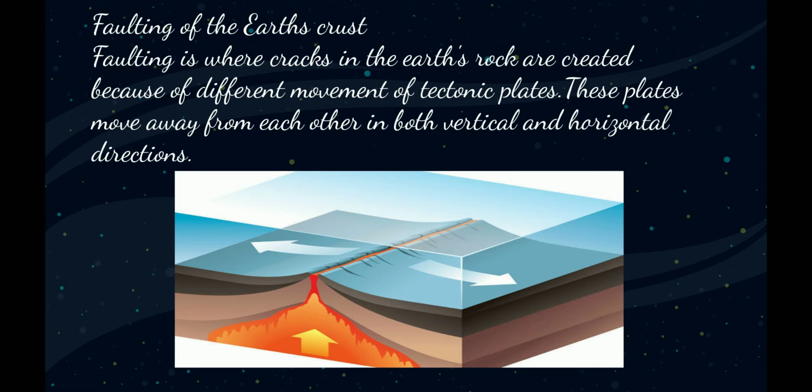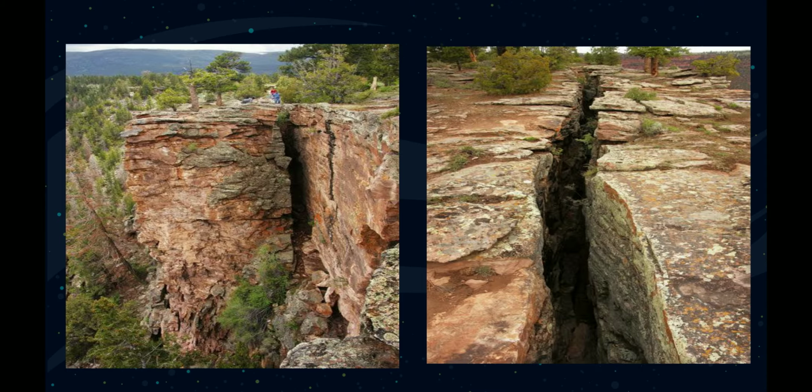Faulting of the Earth's crust. Faulting is where cracks in the Earth's rocks are created because of different movement of tectonic plates, where plates move away from each other in both vertical and horizontal directions, as you can see in the picture. Faulting can be compared to an elastic or a rubber band when you stretch it until it snaps. Similarly, when these blocks of land are stretched from two opposite directions, they break apart and get dislocated from the original location, forming deep faults.